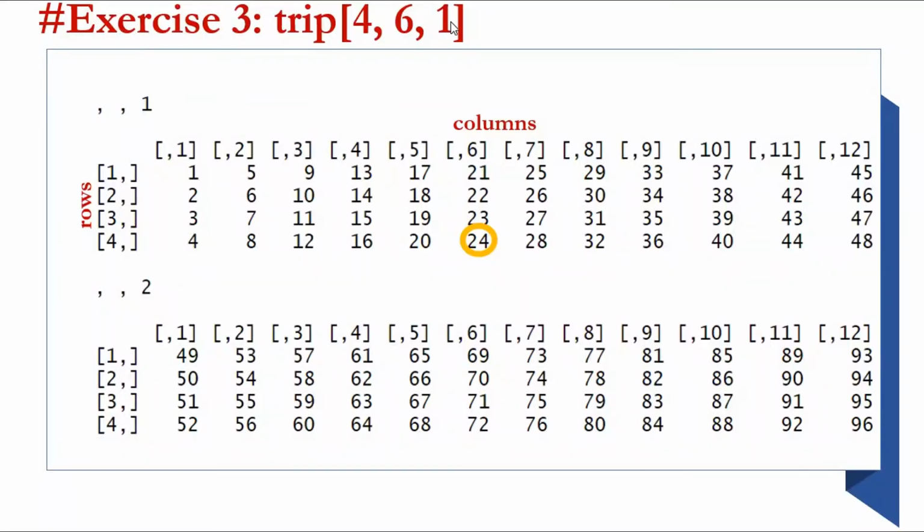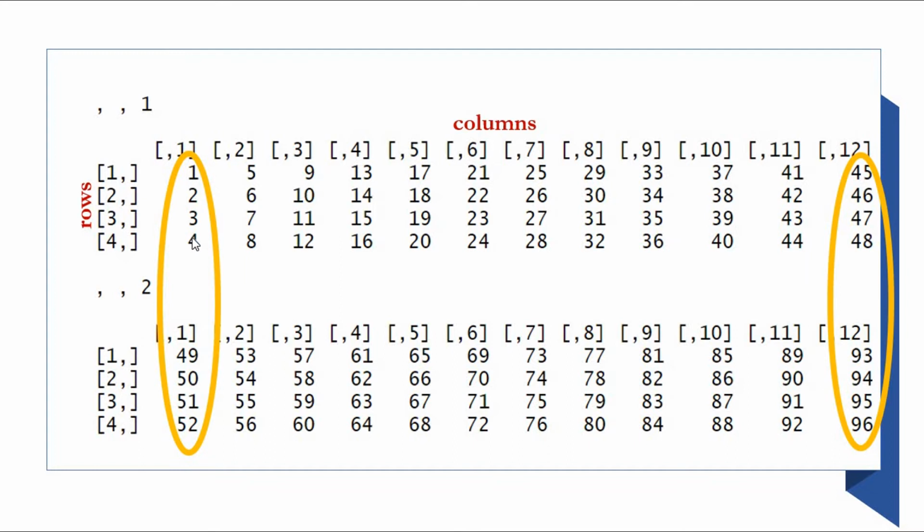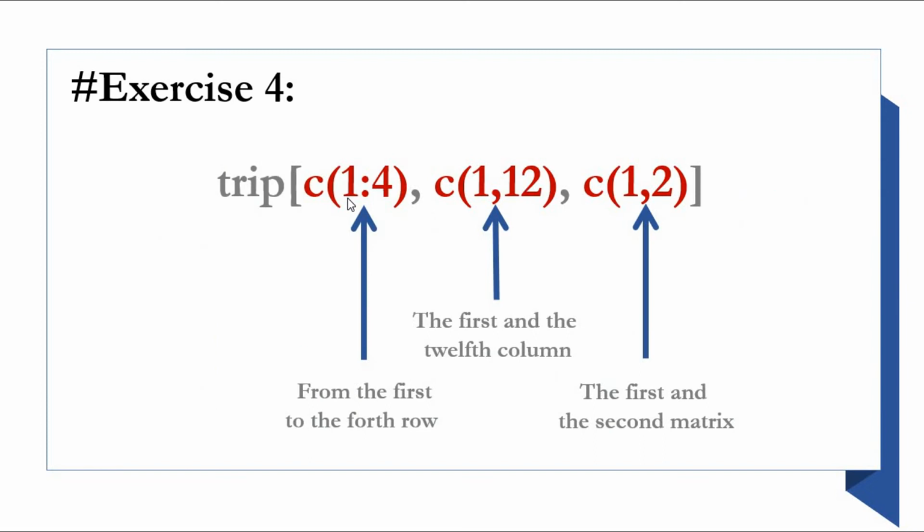So here in exercise 3, we want to access the first matrix, which is this one, the 6th column, which is this one, and the 4th row, which is 24. If I want to access the first row and the last row in both matrices, I will use a vector. And here in the first one, I'm asking R to access from the first to the 4th row, the first and the 12th column, and both the first and the second matrix.